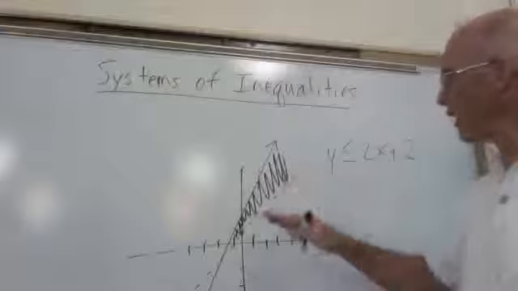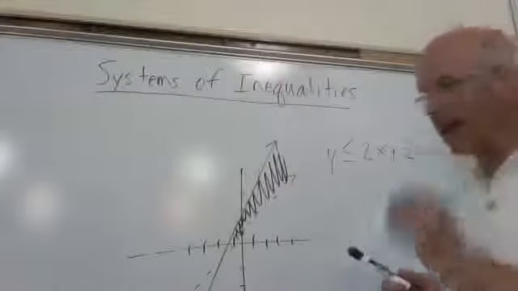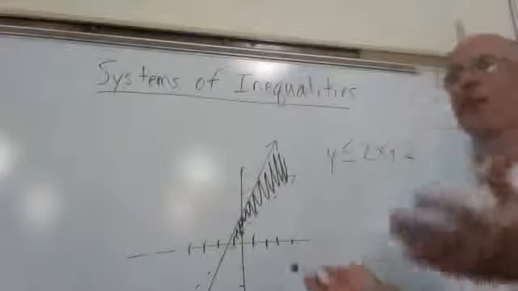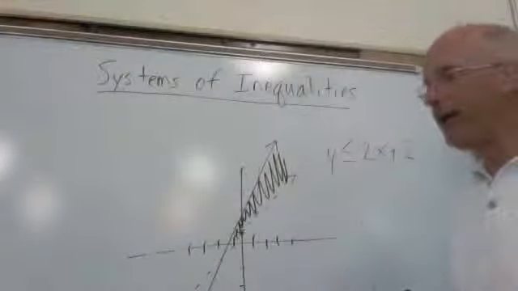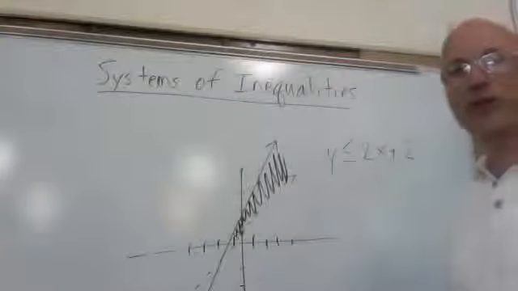There will usually be like a little piece of the pie like this. The only time that it would not happen like that is if you had parallel lines. Then it's possible that they don't overlap at all. But most of the time it's going to look something like this. Okay? That's all for systems of inequalities.